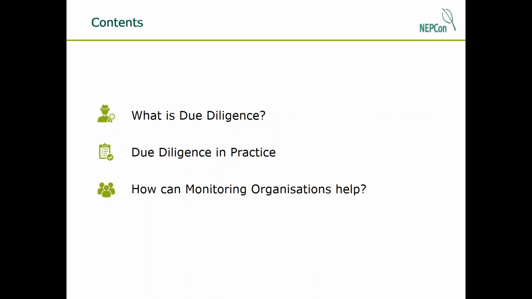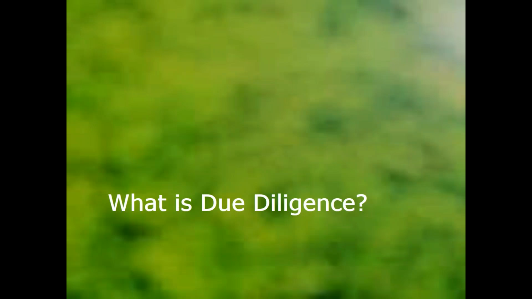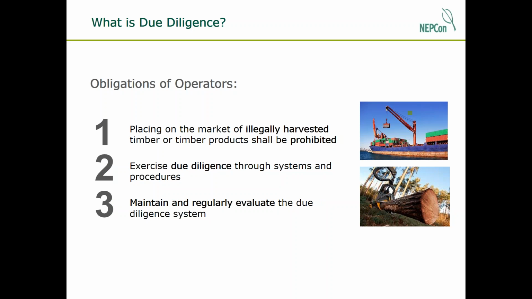So first of all, what is due diligence? I think Wheat will cover this in his presentation, but the basic things that operators or importers of timber products to the EU market have to keep in mind when conducting due diligence is that there are three main parts to the EU timber regulation. Firstly, there's a prohibition on placing known illegally harvested timber on the market.